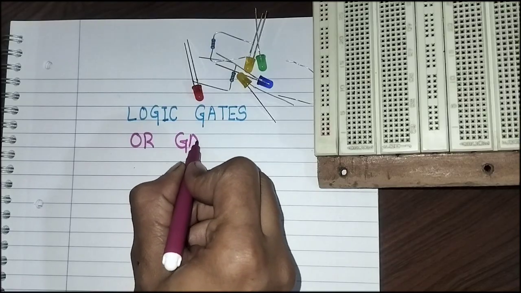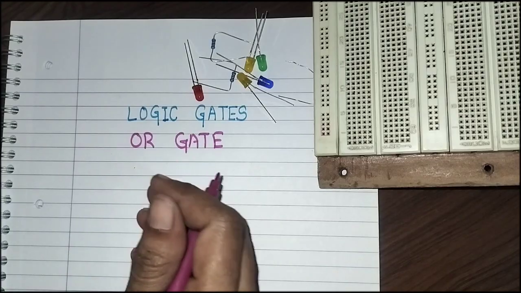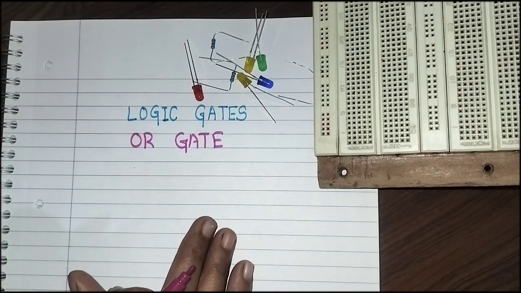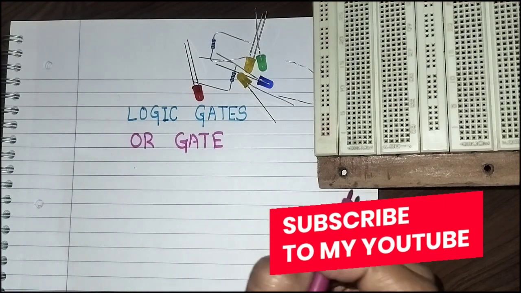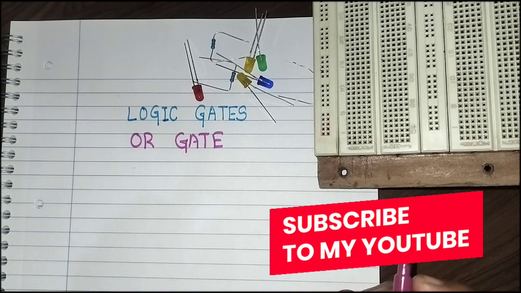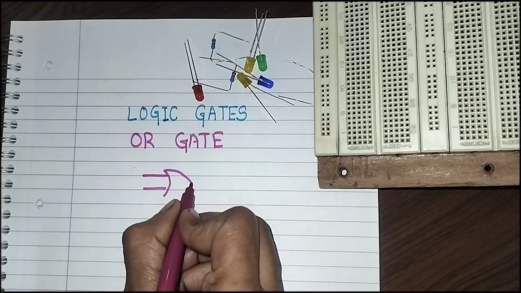What exactly the OR gate is: if all the inputs you have to the OR gate are low, then it has a low output. If any one input is high, then it will give a high output. So the basic symbol of the OR gate is like this.